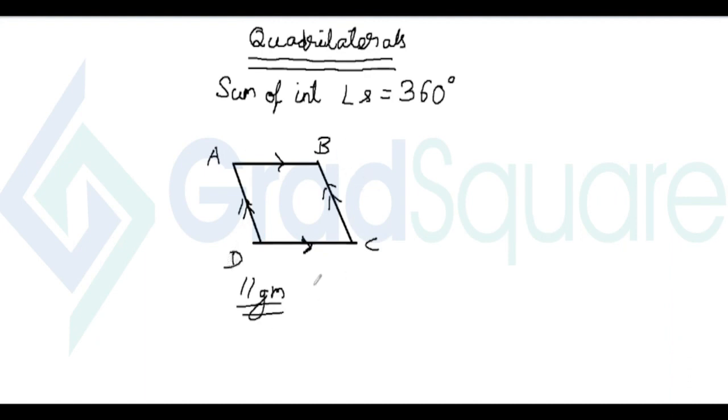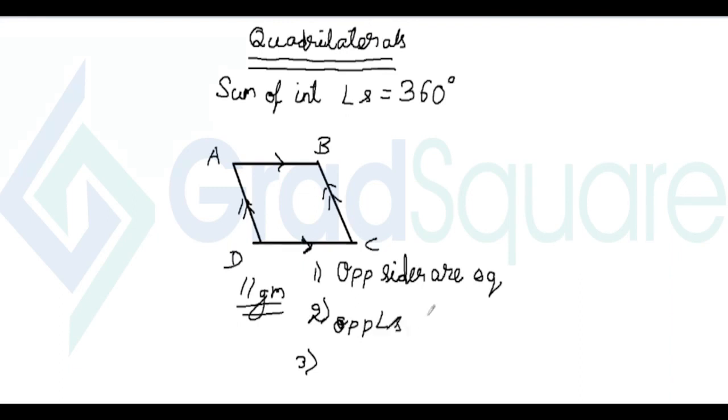So whenever I have a parallelogram, it has got three fundamental properties. Okay. Fundamental properties means opposite sides are equal. That's the first fundamental property. The second fundamental property is opposite angles are equal. And when I say opposite angles, I mean the diagonally opposite angles. Right? And the third and final fundamental property is the diagonals of a parallelogram, they bisect each other.